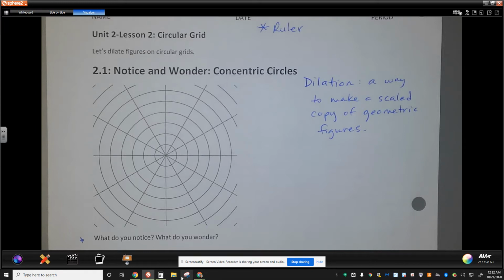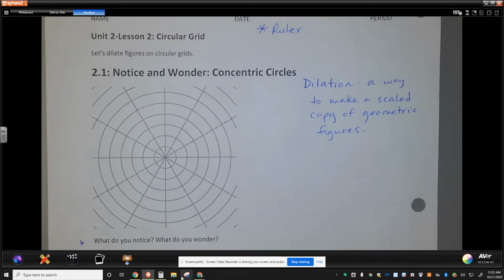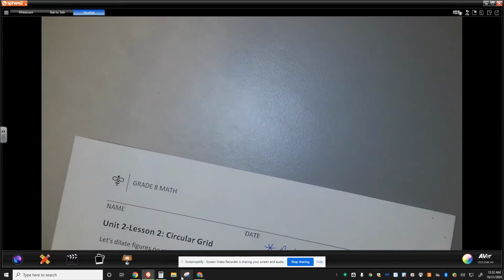All right, thanks for doing that. What we're doing with this today is we're going to be working with dilations from a little bit different perspective, but just remember dilation is simply a way of making a scaled copy of geometric figures, a way to make something larger or smaller depending on what our scale factor is.